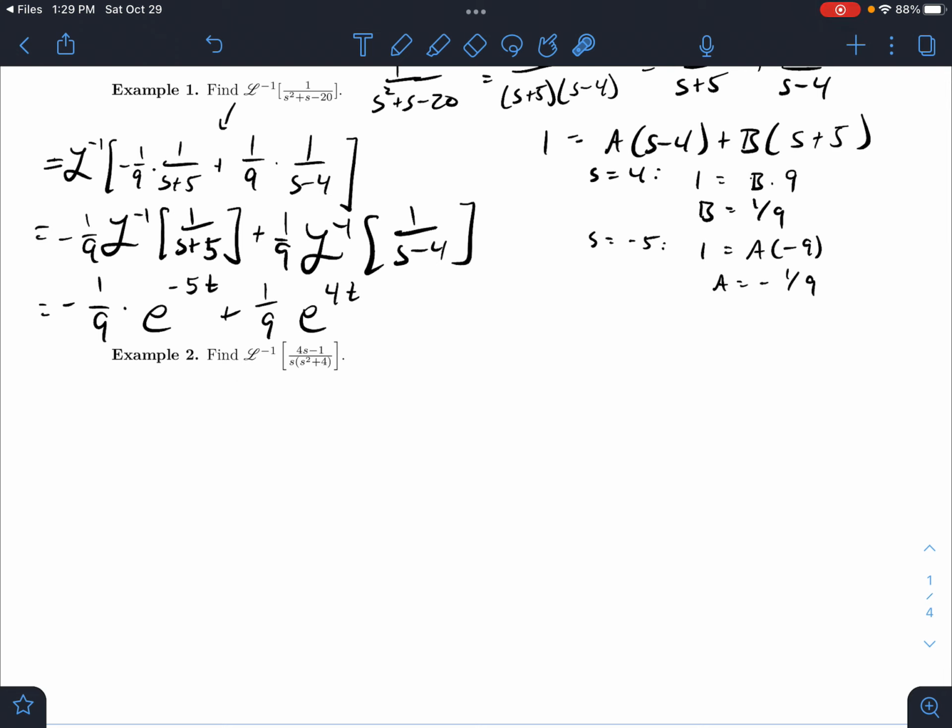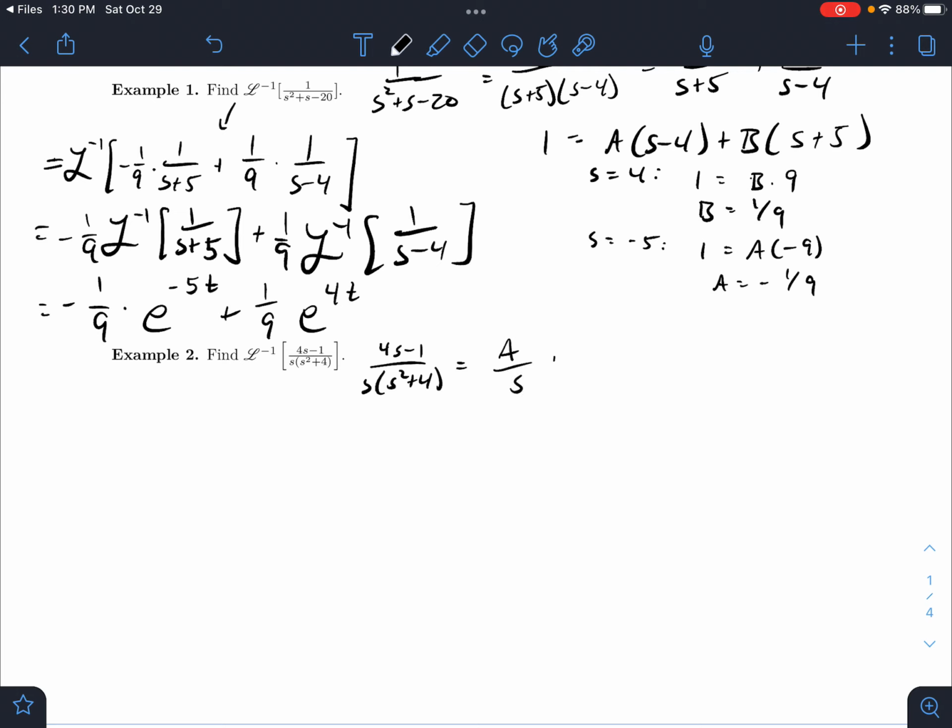All right, cool. Inverse Laplace transform of 4s minus 1 over s times s squared plus 4. So again, we're going to do partial fractions, where we split 4s minus 1 over s times s squared plus 4 up. Okay, so we haven't done a lot of partial fractions this semester where one of our terms doesn't factor, or where one of our terms is raised to some higher power. We haven't done a lot of those, so you should be familiar with how to handle those sort of things.